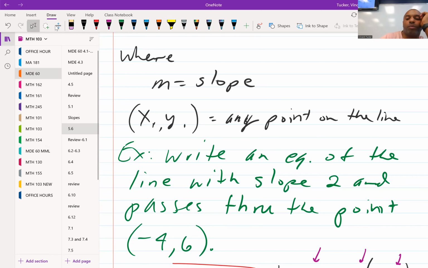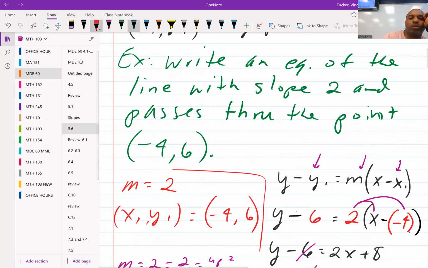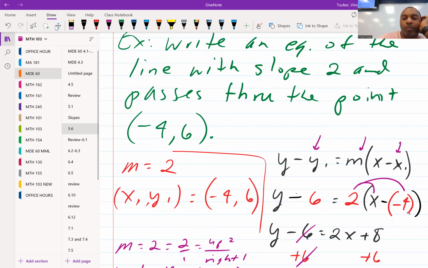So they give us a slope and they give us a point. Over here in the red, I labeled what they gave us. Of course, our slope is m. That's 2. And then our point, (-4, 6), is going to be x1, y1.